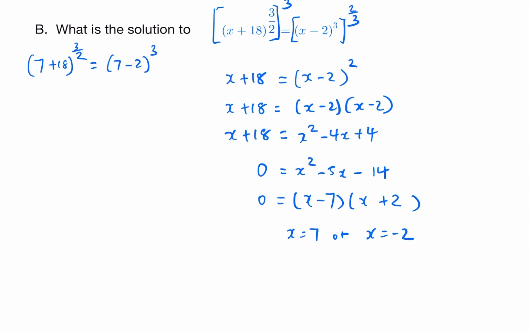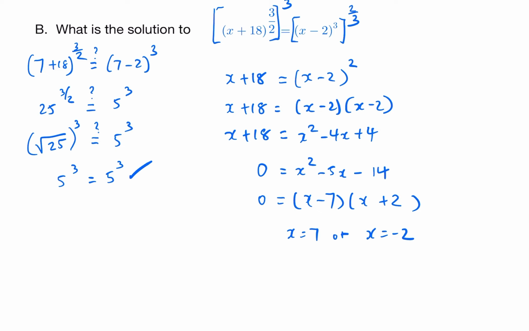Okay, 7 plus 18 is 25 raised to the 3/2 power, is that equal to 5 cubed? Okay, 25 raised to the 3/2 power is the same as the square root of 25 raised to the 3rd power. And is that equal to 5 to the 3rd? Square root of 25 is 5. 5 cubed is equal to 5 cubed. So that checks out.